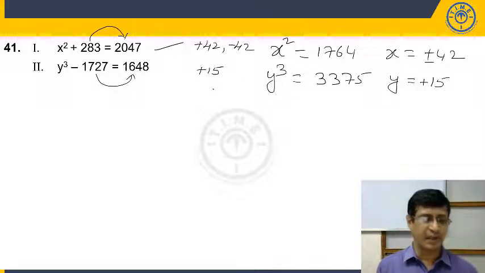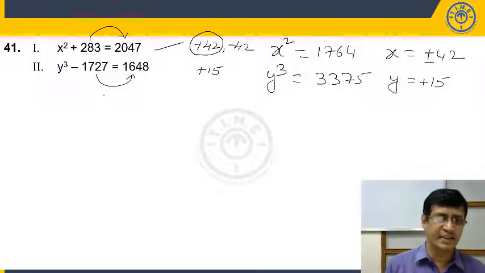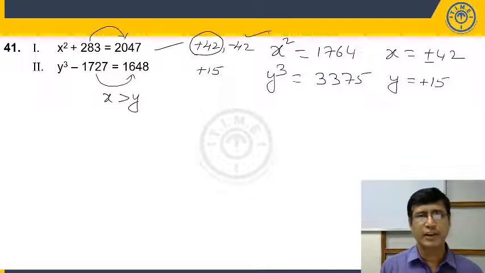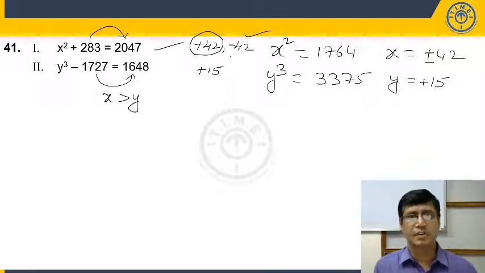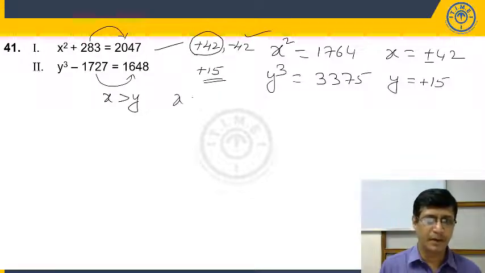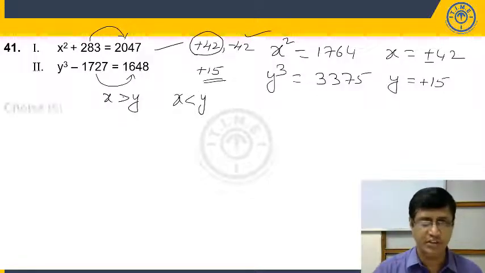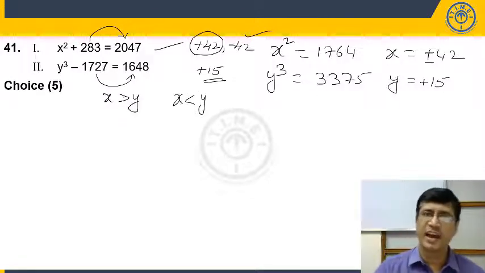Now just observe the comparison here. The value of x with respect to y, it is greater. Now when you observe the second value of x, that is minus 42, it is less than y. So in one case it is more, in the other case it is less. So what is the relation? There is no relation by using these two conditions. Hence the right choice is option 5. Fifth choice is the right answer.